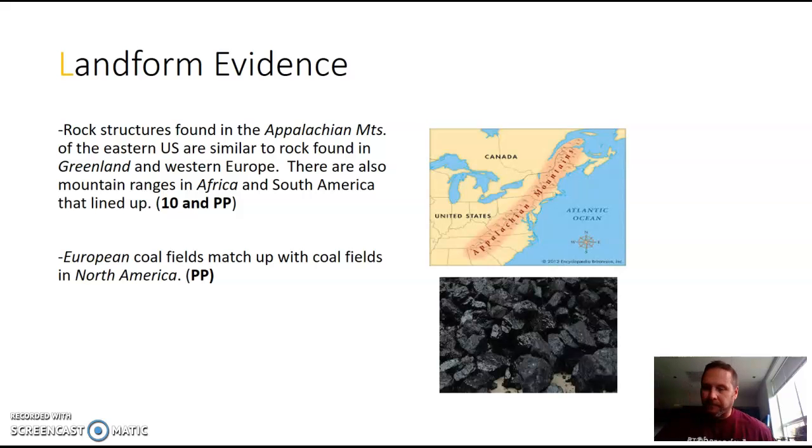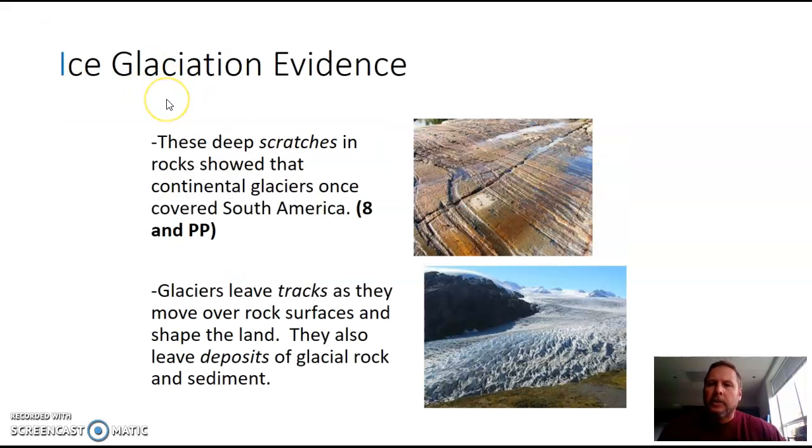A mountain is a landform. The other one is there's mountain ranges in Africa and South America also that lined up the same way, that are now separate but on different continents. How is that possible if they were once one to do that across an ocean? The other one here is that there were European coal fields. Coal that matched up with coal fields in North America as well, showing that coal, once a part of a landform, part of the earth, is now separate on separate continents. That is the L in FLIC.